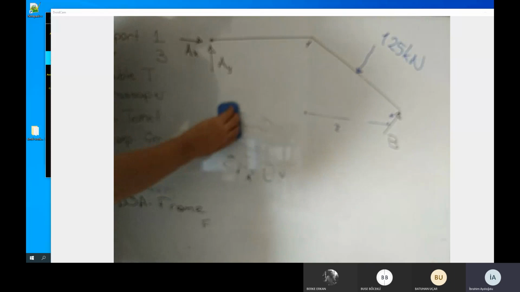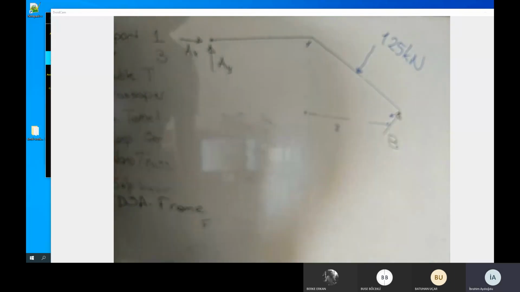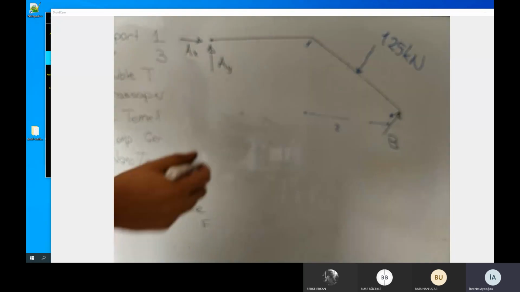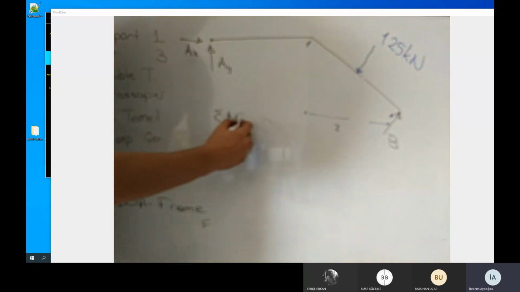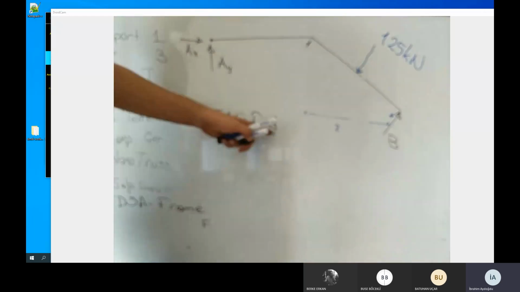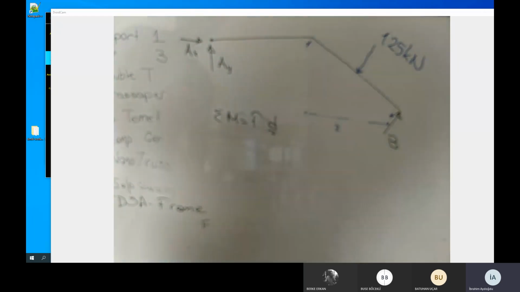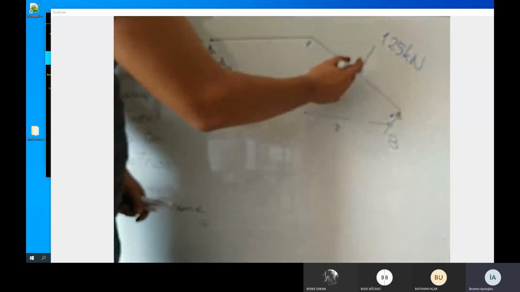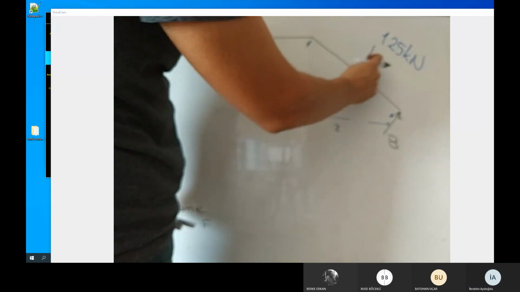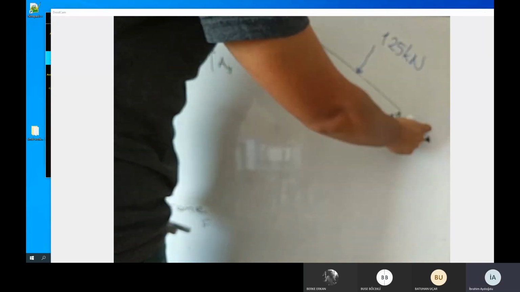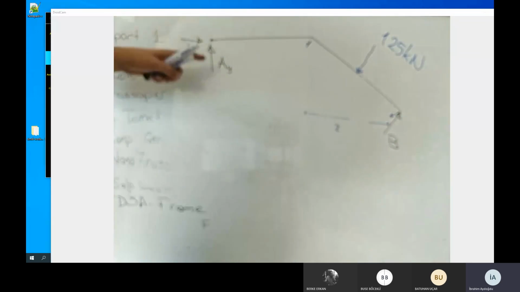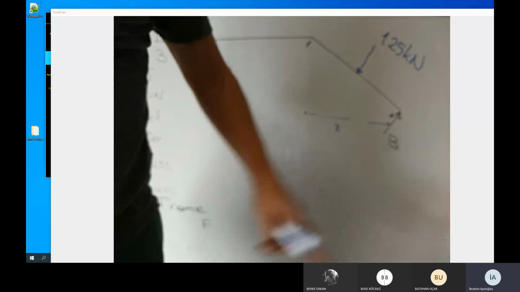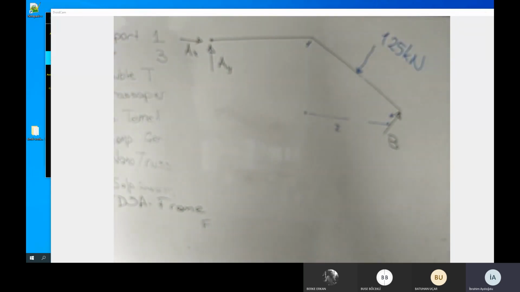First of all, how can I find the moment? Moment is equal to force times distance. What is the distance? The perpendicular distance. I have two options. First, I divide both forces into x and y components, then calculate the moment about point A and find the reaction moment B. This is the first strategy. I don't like this one.